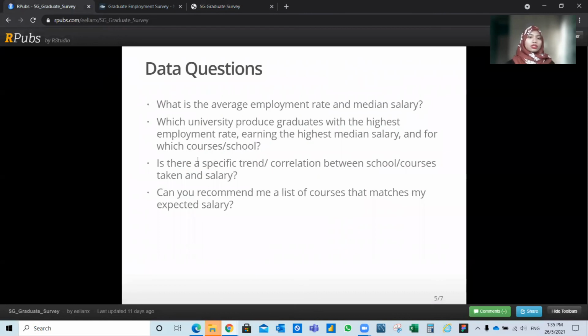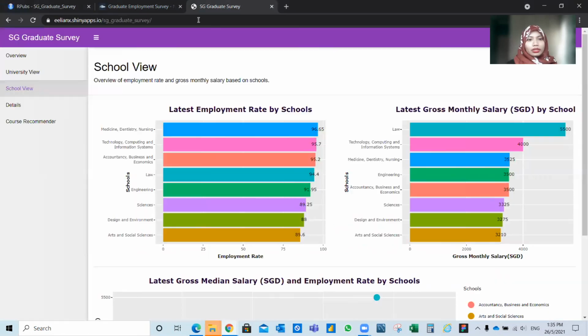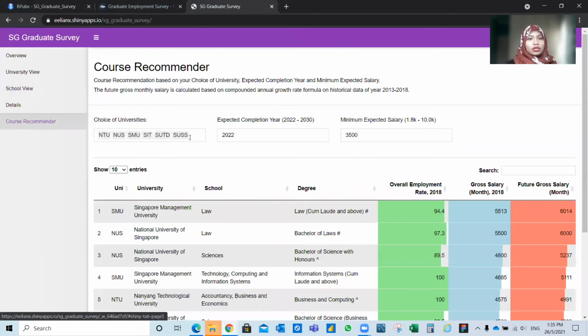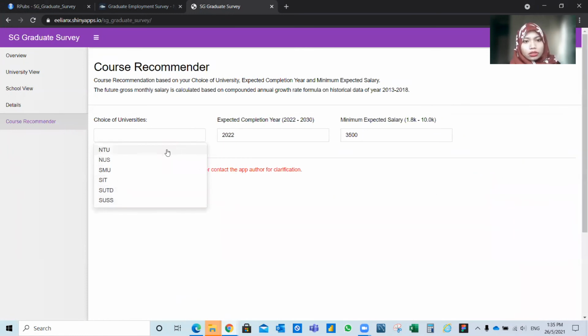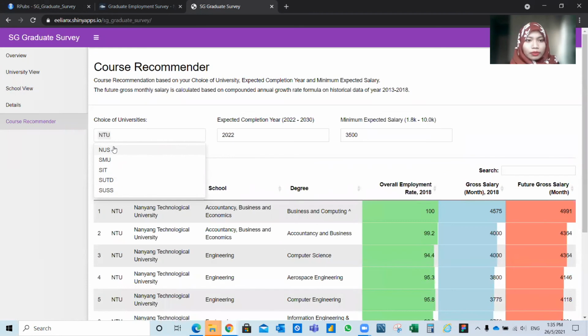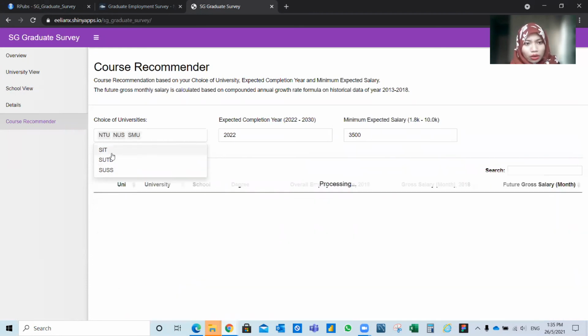Okay, now let's go into the last data questions. If, for example, I have my own minimum expected salary, so I would like to know what are the list of courses or the universities that can help me to achieve my target. So this can be done in the course recommender tab. So in this tab, I can choose the choice of the universities that I would like. For example, if I don't really mind which university, I can just select all of them.